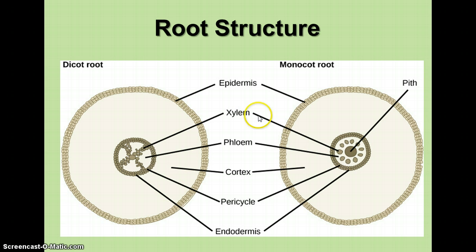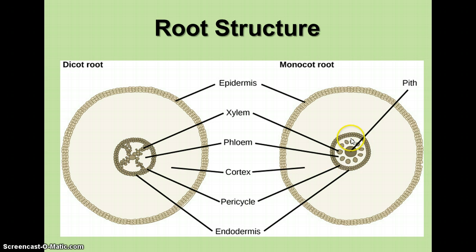So we have epidermal tissue that's found surrounding the outside of both kinds of roots, and we have a vascular cylinder basically in the middle of the root, and it's a little bit different in dicots and monocots. In dicots, the xylem makes a big X there, and then the phloem cells are found in between the arms of the X.